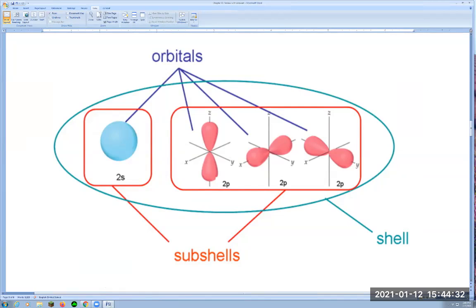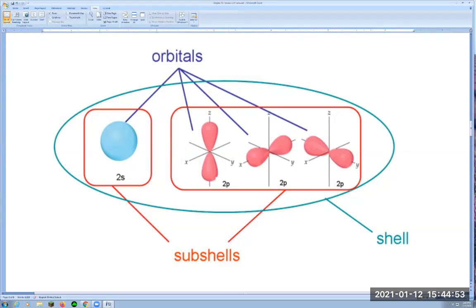In the first shell, there is only one subshell. In the second shell, there are 2 subshells. In the third shell, there are 3 subshells. And then in the fourth shell, there are 4 subshells. And as you go up in shells, there is a maximum of 4 subshells.